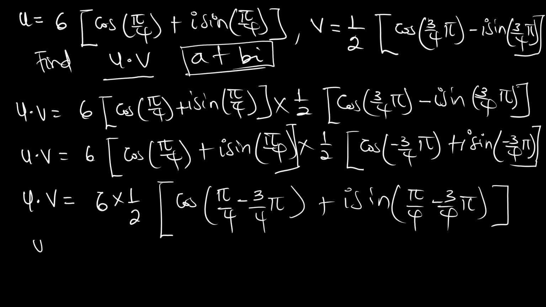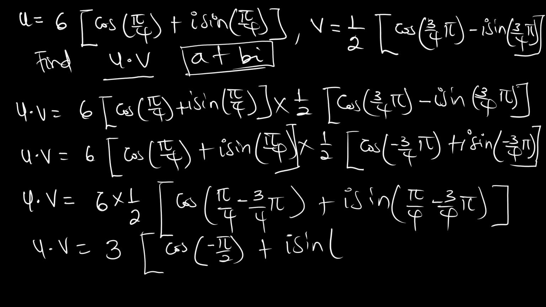So u dot v is going to give us 3 into bracket cos pi on 4 minus 3 over 4 pi, which gives us negative pi on 2, plus i sine negative pi on 2. Alright, so we now have the answer in the polar form, but we want the answer in the form a plus bi. So we just multiply this by this, this by this, and again this by this.